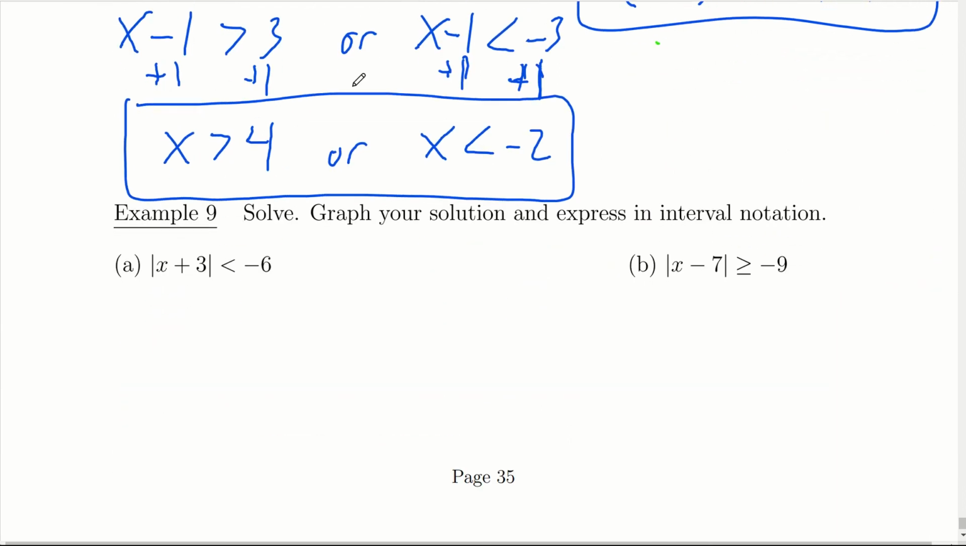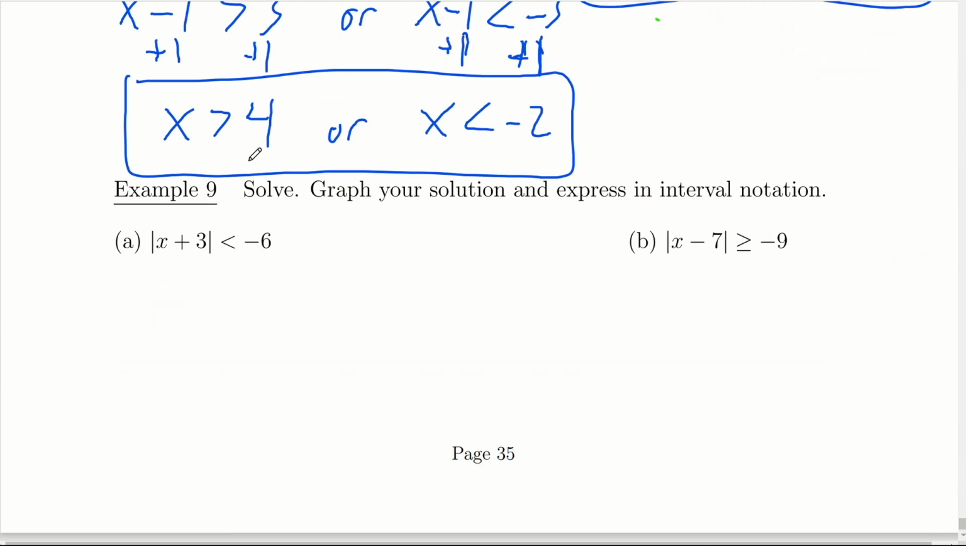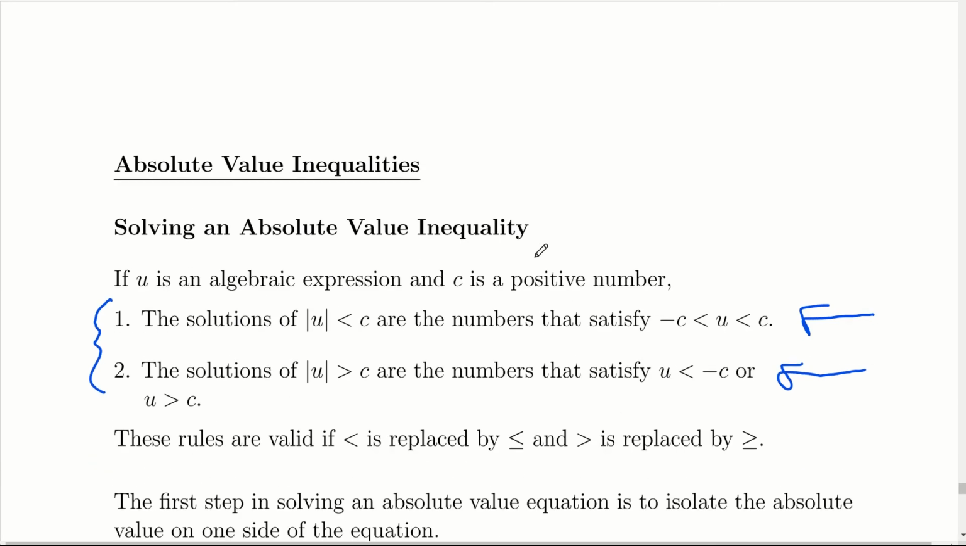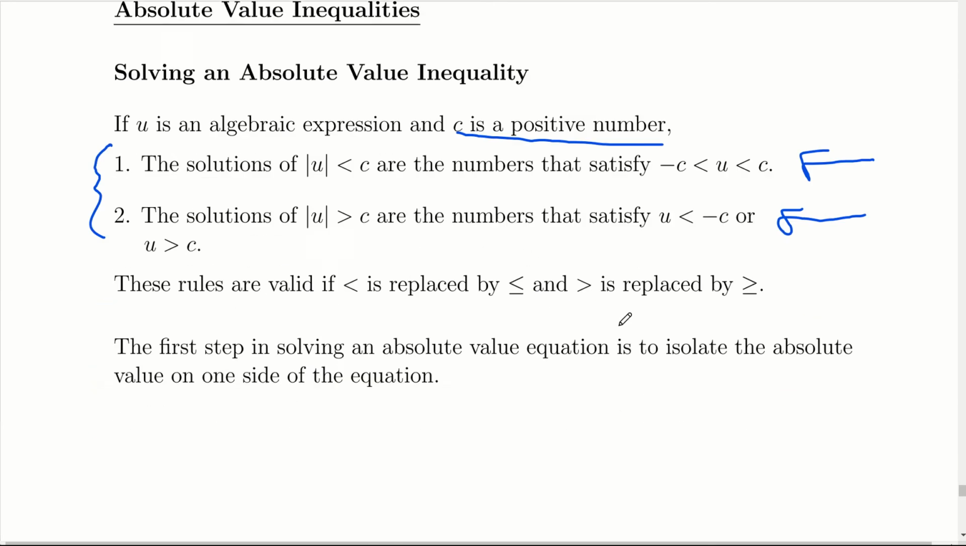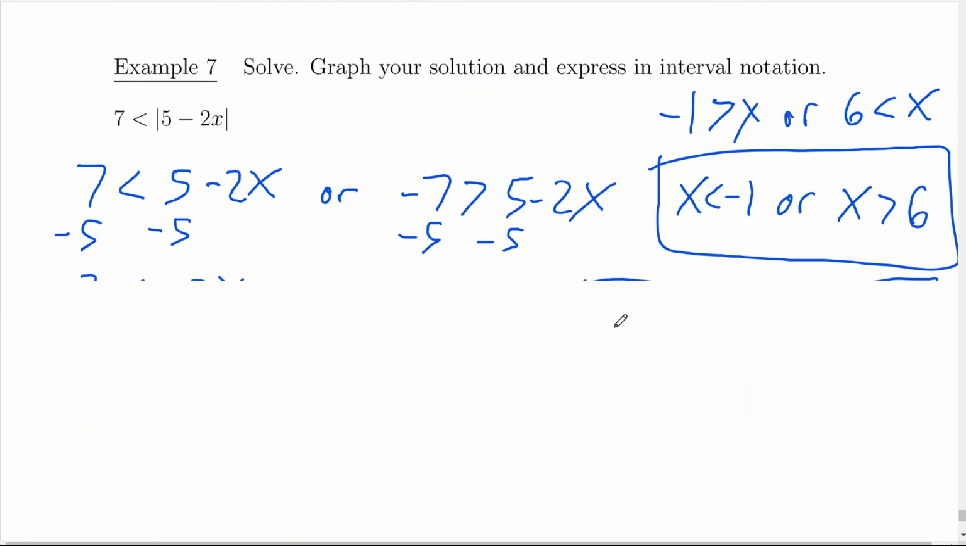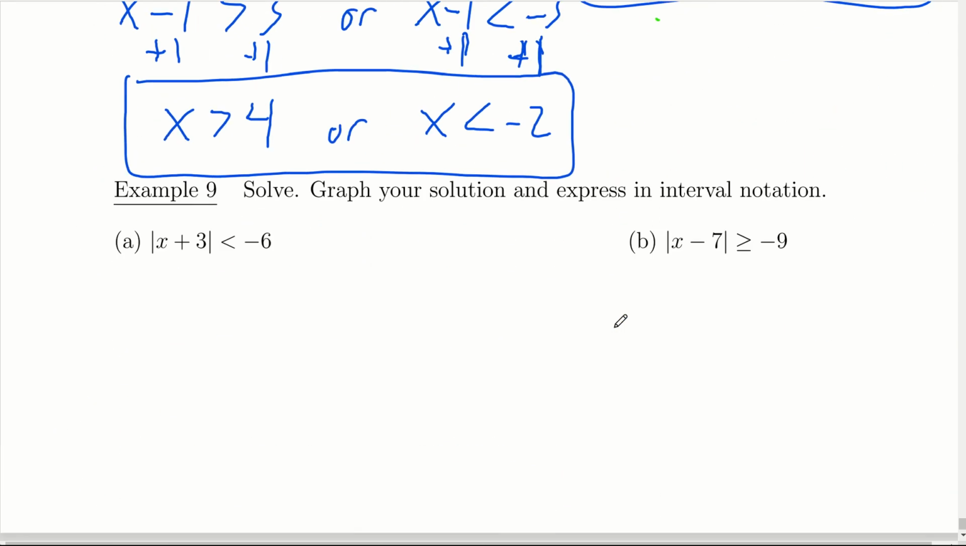We're going to finish with two special types, and just something you kind of have to be on the lookout for. If we go back to when we described how to solve these two types of absolute value inequalities, we had this condition that c is a positive number. If you're not paying attention to this, you can very easily miss some special cases that might happen.